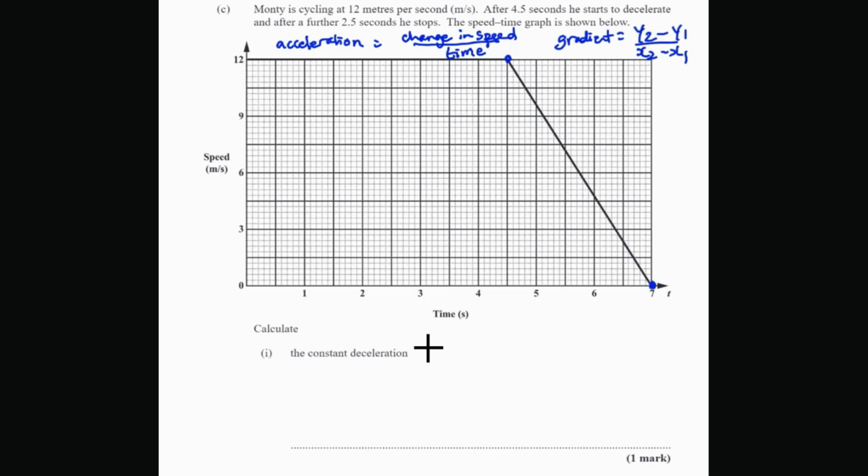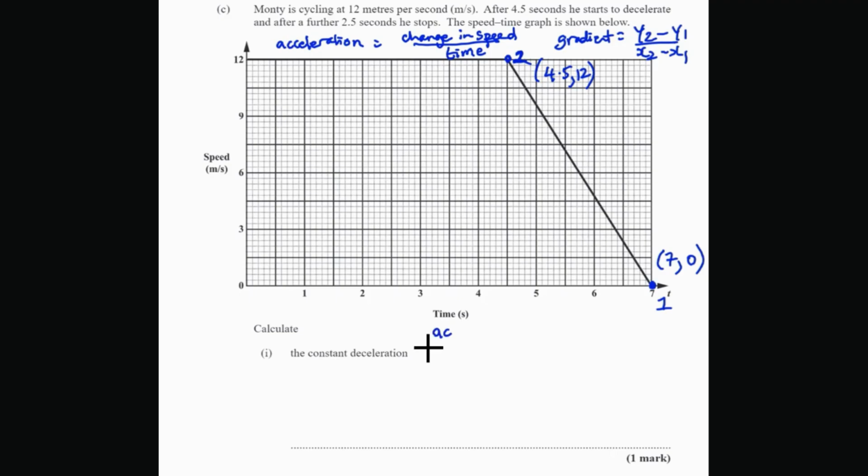So the first point, let's call this point 2, and we're going to call this next one point 1. Okay, so the coordinates of this one is going to be 4.5 on the x-axis, and it goes up to 12. So 4.5, 12. And then the coordinates of this point here is going to be 7 on the x-axis, and of course it's 0 on the y-axis. So there we have it, our 2 points, and I already labeled them 2 and 1. All we have to do is substitute it into our equation now to find the gradient.